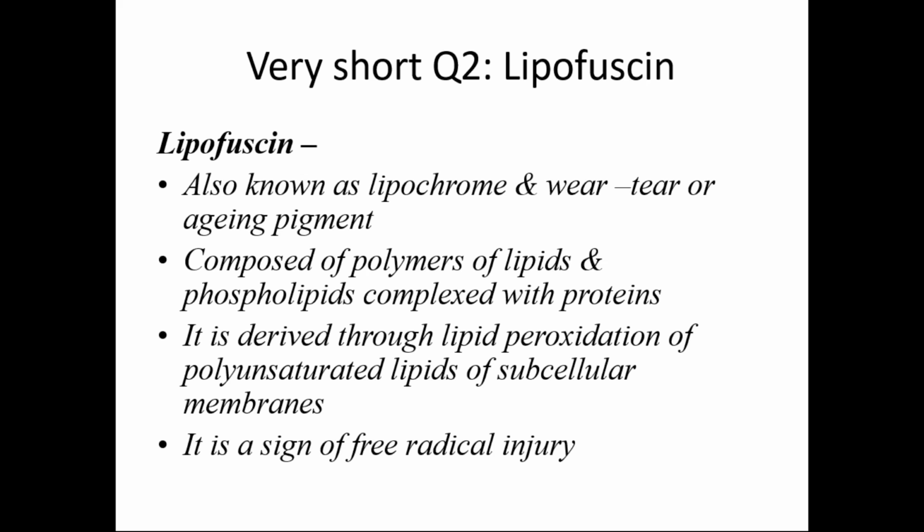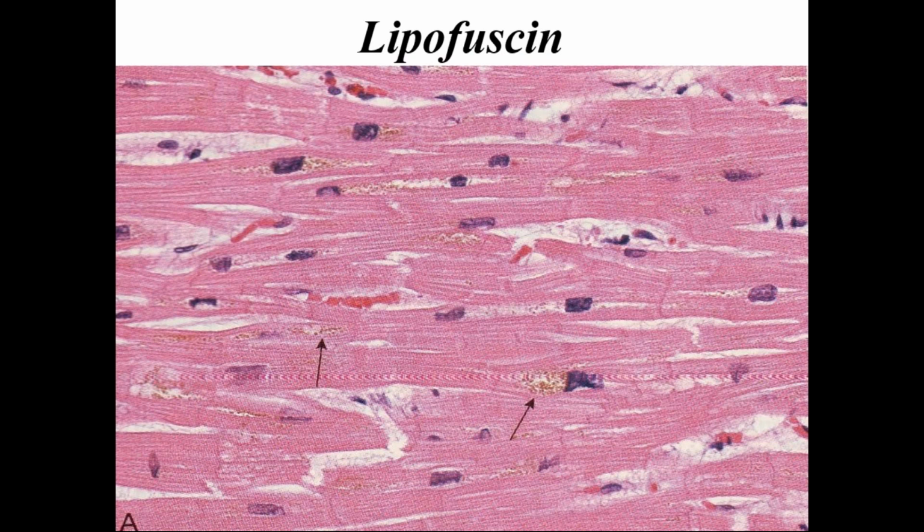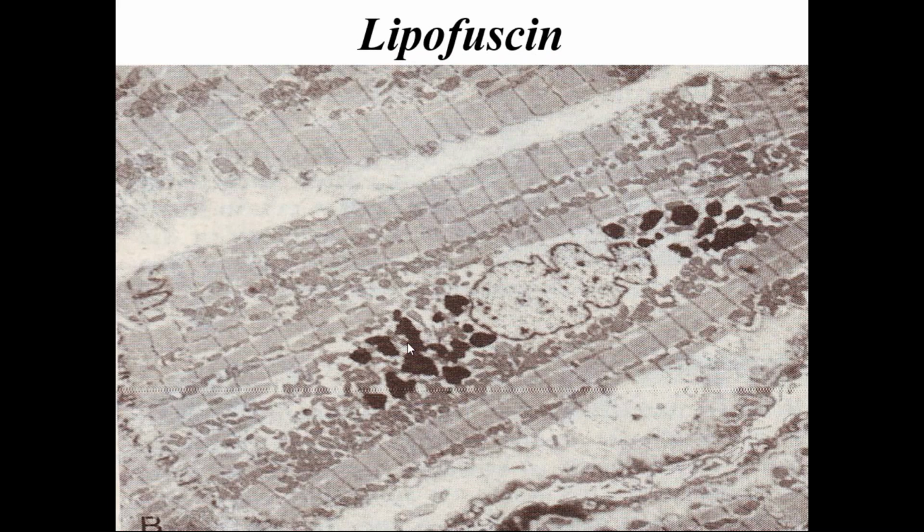It is derived through lipid peroxidation of polyunsaturated lipids of subcellular membranes. It is a sign of free radical injury. So this is a myocardium showing lipofuscin, mainly seen in the elderly. This is the aging pigment.